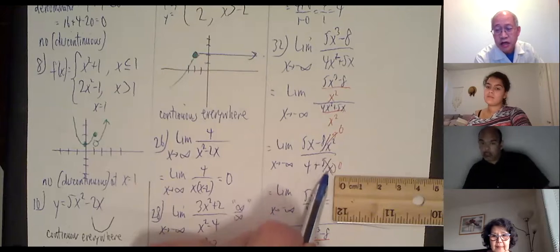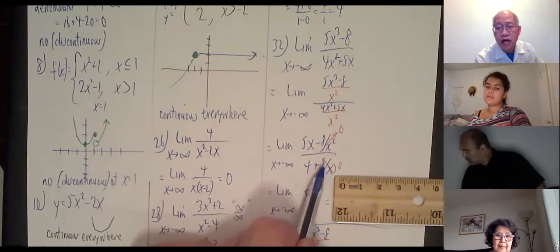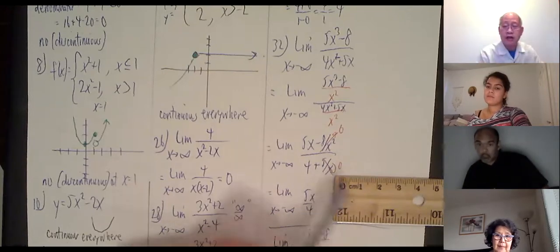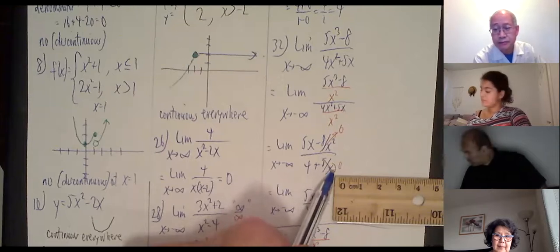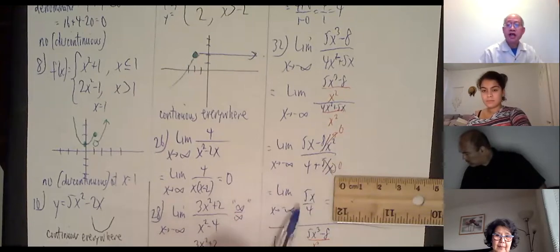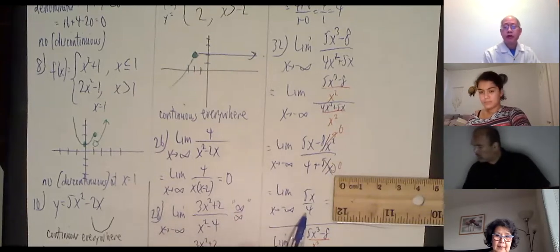5 over x. 5 over negative a million. 5 over negative a billion. 5 over negative a trillion. That's practically nothing. So I just have 5x over 4.